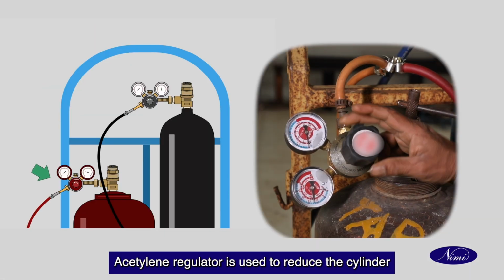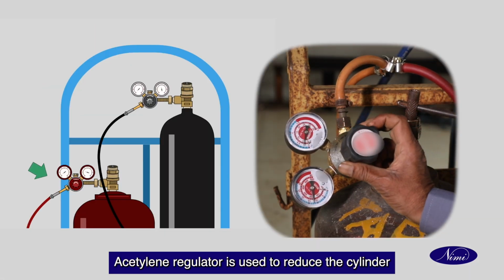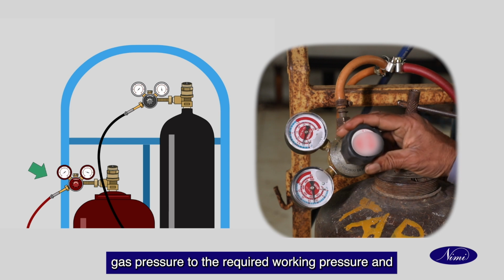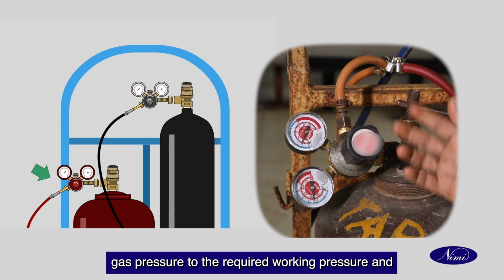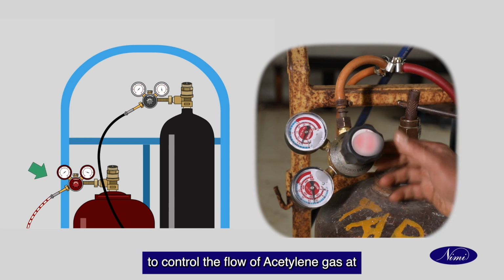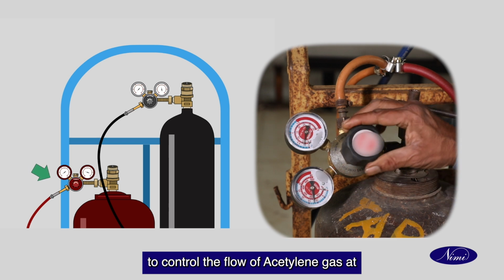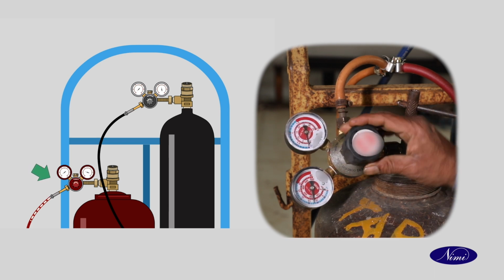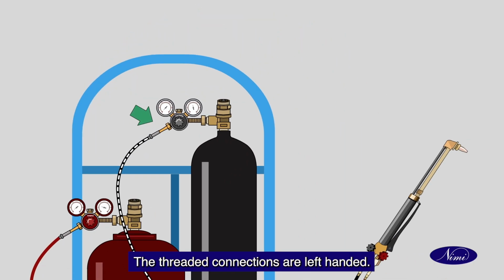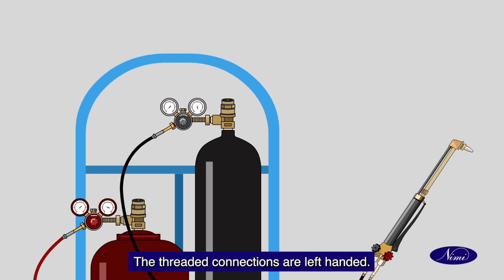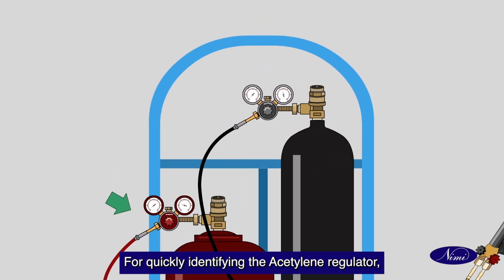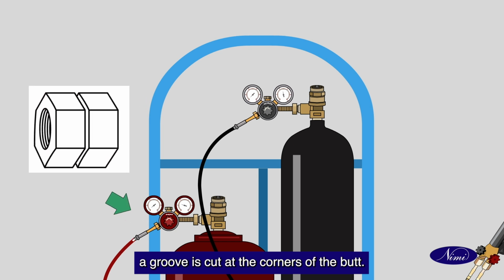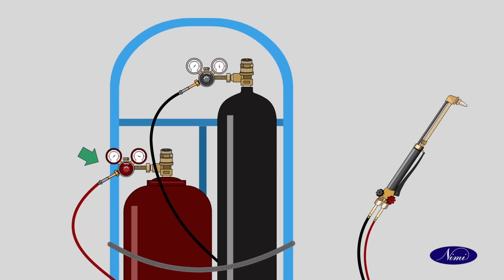Acetylene regulator is used to reduce the cylinder gas pressure to the required working pressure and to control the flow of acetylene gas at a constant rate to the blowpipe. The threaded connections are left-handed. For quickly identifying the acetylene regulator, a groove is cut at the corners of the butt.